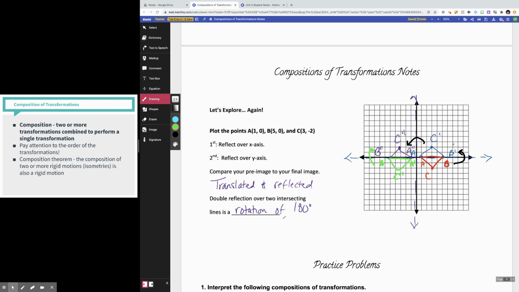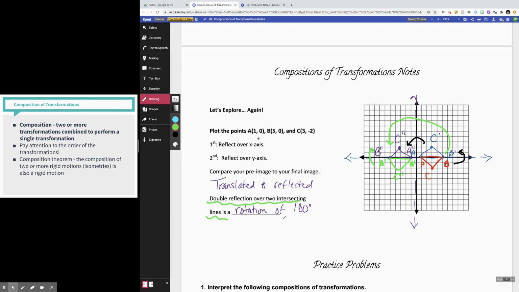Okay, this is another one of those types of transformations that you could accomplish with just one transformation. So if you have double reflection over two intersecting lines, like the x-axis and the y-axis, that's the same as a 180-degree rotation, which I'm hoping you can kind of see. You can get this red triangle over to where this purple triangle is without that blue triangle step in the middle by just taking it and swinging it 180 degrees around, all right?